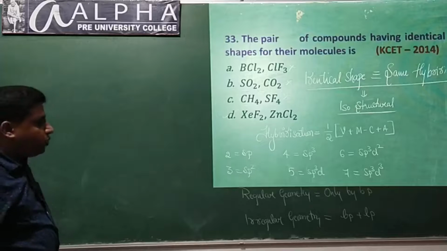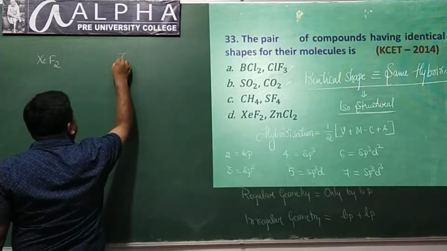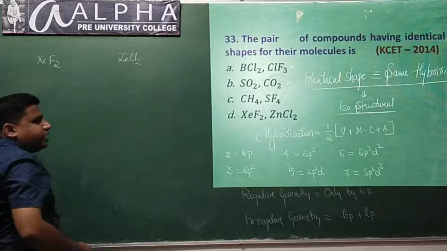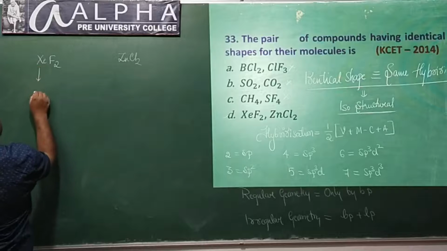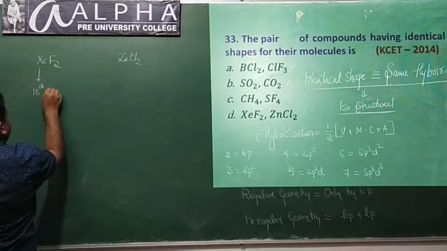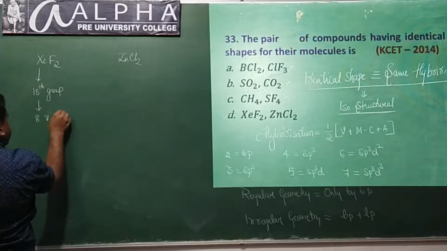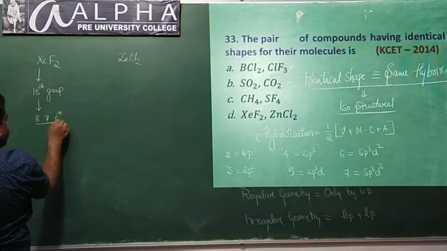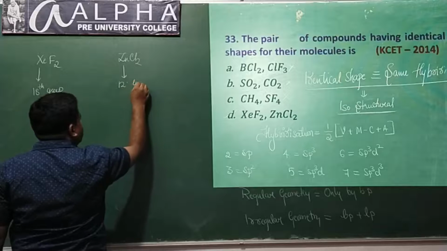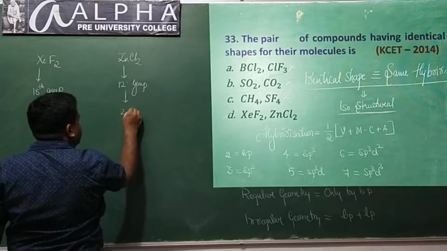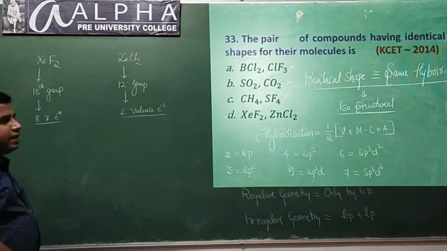Okay, well, if I consider XeF2 and ZnCl2, let us right away calculate the state of hybridization. Here xenon belongs to which group? 18th group. 18th group means 8 valence electrons. Zinc belongs to the 12th group. 12th group means 2 valence electrons, isn't it?